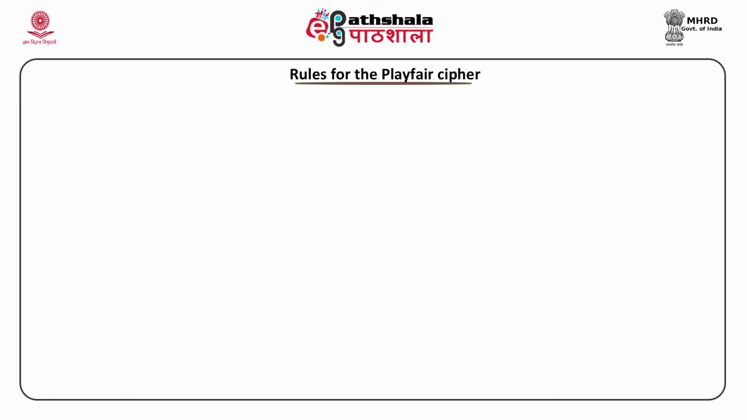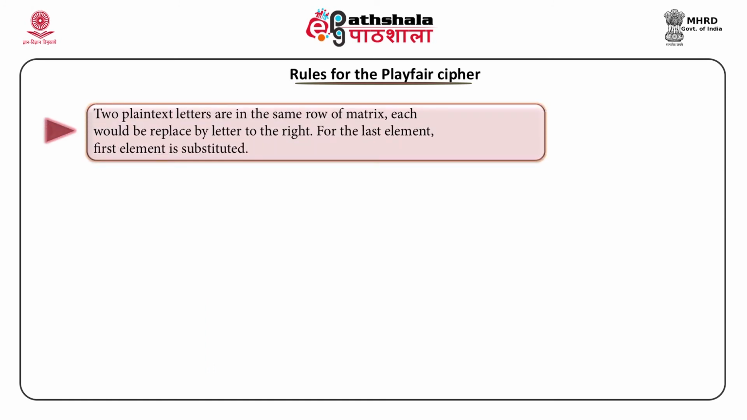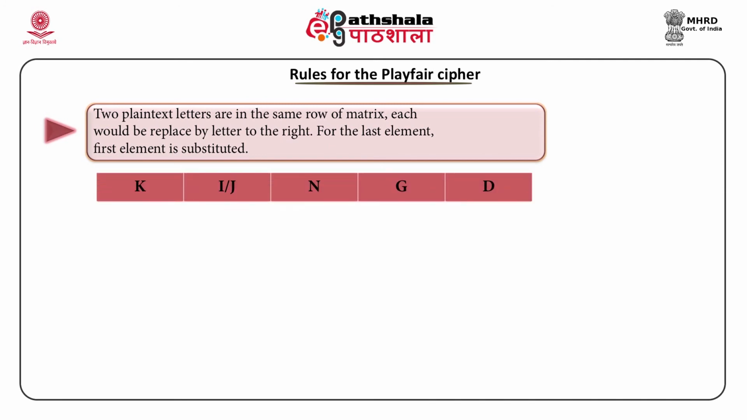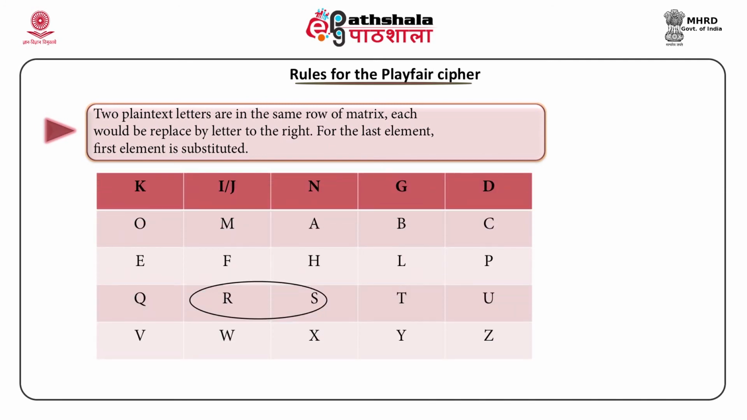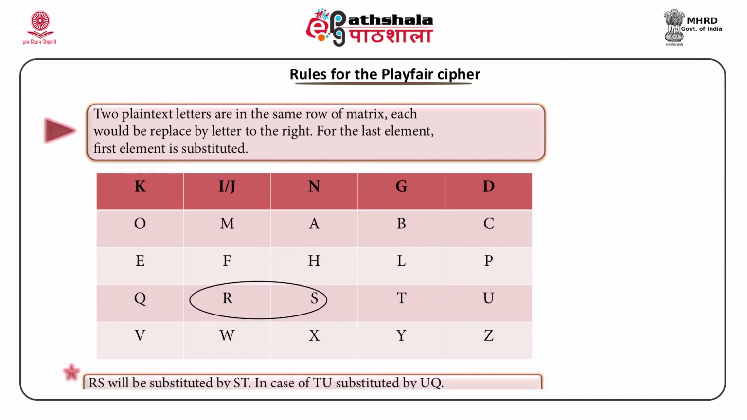The third rule is, if two plain text letters are in the same row of matrix, each would be replaced by letter to the right. If it is the last element of the row, you have to perform a cycle and go to the first element to substitute. For example, if you look at my slide, if I want to encrypt RS, R is followed by S. So, R should be replaced by S and S should be replaced by T. So, RS case is clear, substitute them by S and T.